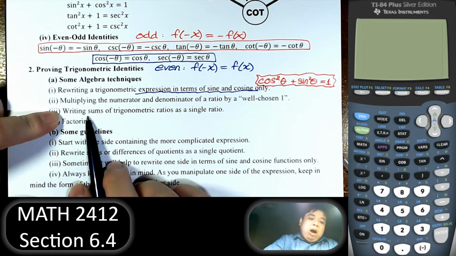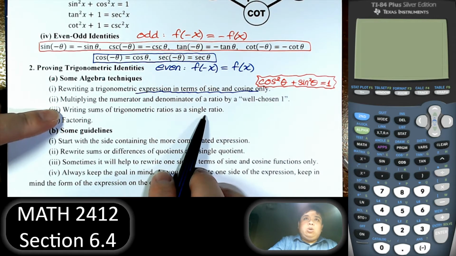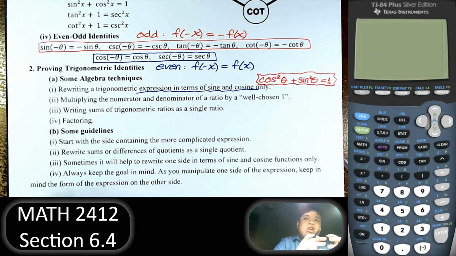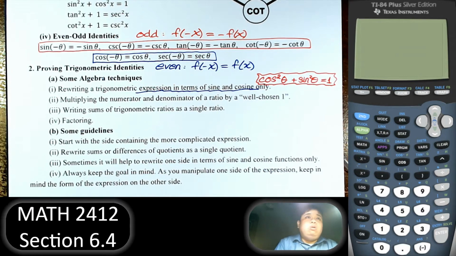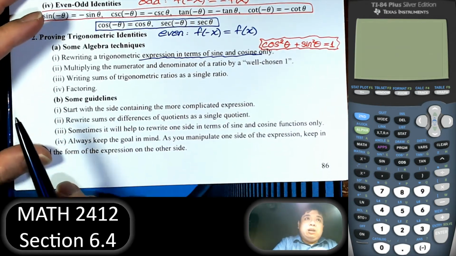Or we can write the sum of trigonometric ratios as a single ratio, like adding two fractions with a common denominator, and finally we can also factor. So those are the techniques that we can use. We write in sine and cosine, multiply the same thing on top and bottom, combine using the common denominator, and then factor. The sine and cosine technique is the first one I use on more than one occasion.